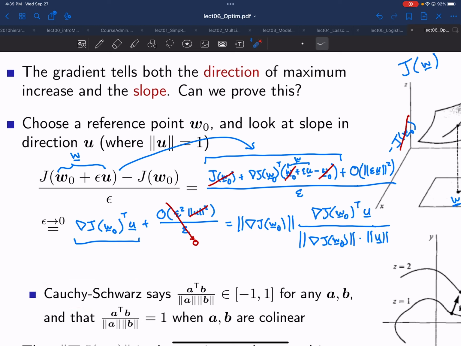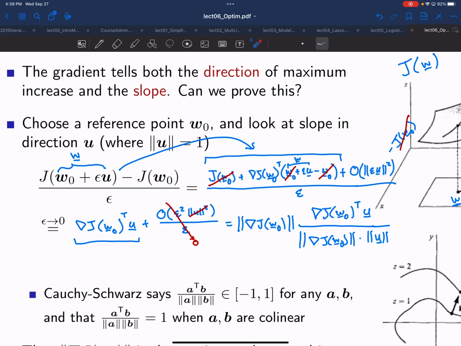What we have here is I've written this specifically to look like what you get in the Cauchy-Schwarz inequality, which I think you've seen. Basically, it says whenever you have something that looks like this for any vectors a and b, this thing is always in the interval between -1 and 1. Furthermore, if you want to maximize this, that happens when a and b are collinear. They have to be pointing in the same direction. They don't have to be the same length, the same norm. They just have to be pointing in the same direction. Notice that that's exactly what we have here. We have a form like that.